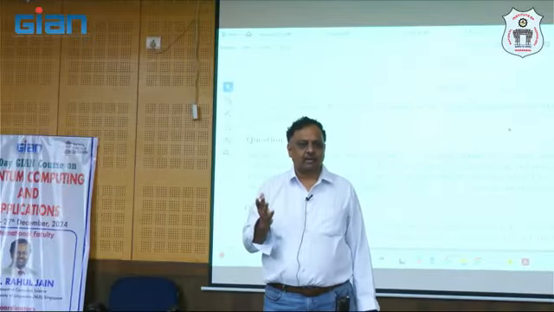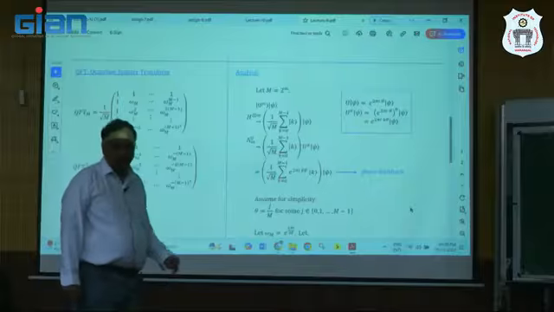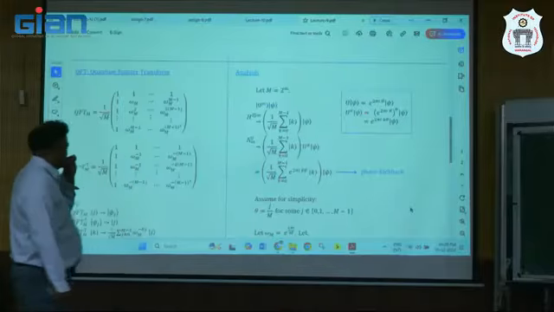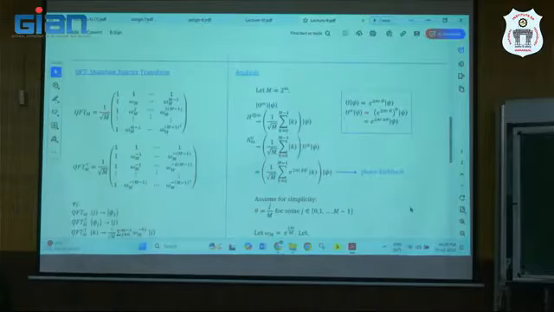You take this column, multiply with its... By the way, there is one thing we have to be a little careful of. When we take the product, we take the column and multiply with a conjugate of this, correct?